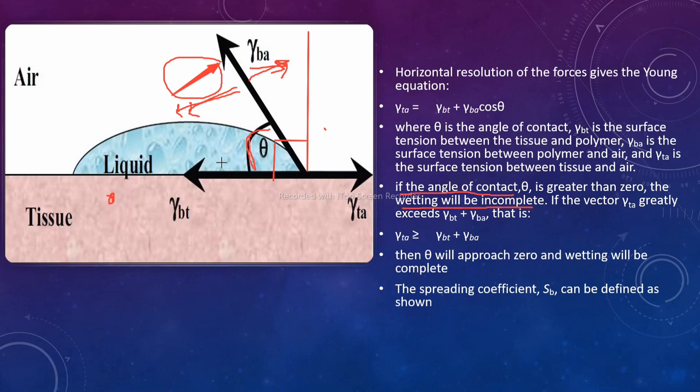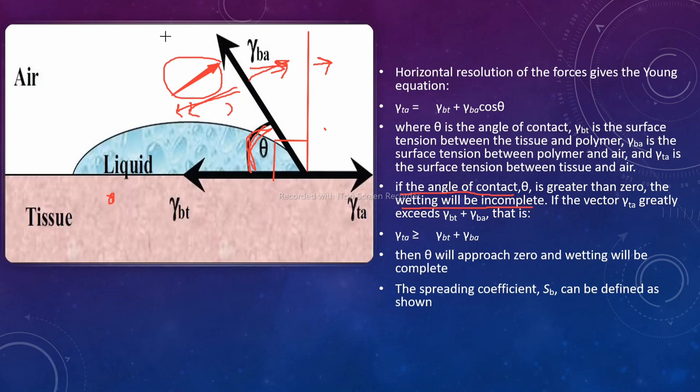Okay, so as this contact angle increases, the wetting will also decrease, that means inversely proportional. The more the contact angle, the less the wetting, the less the adhesion, right? Clear, I guess. So suppose if it is more than 90, then again the wetting will be more incomplete as compared to if the angle is 25 degrees, right?